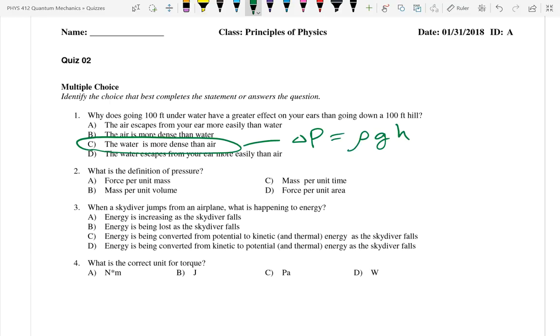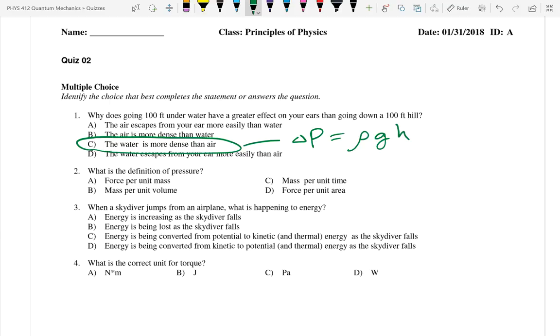What is the first symbol's name and what does it mean? Rho is the first one's name, and it means density. The second one, she says gravity. That's the acceleration of the Earth's gravity. And then h is height, or in this case, it's the depth. We still use h, but it's the depth you've gone down. So that was number 1.